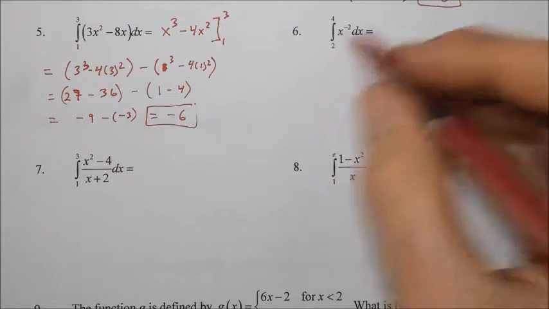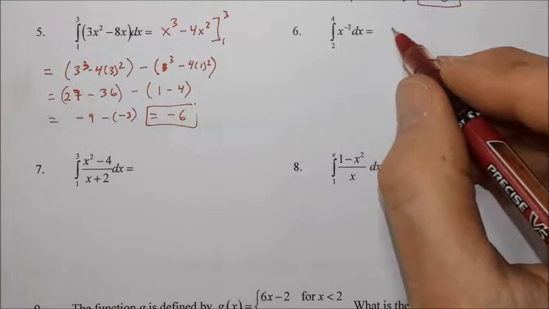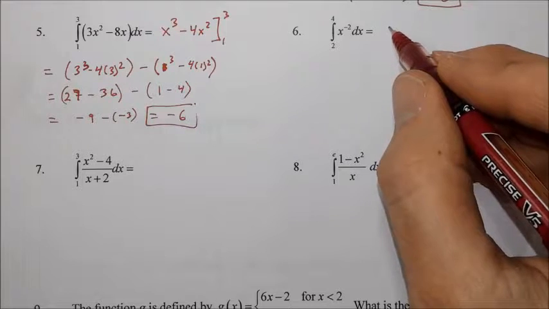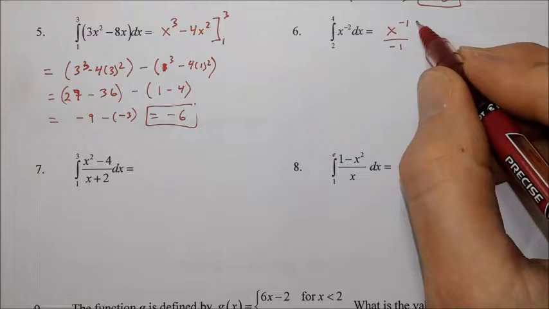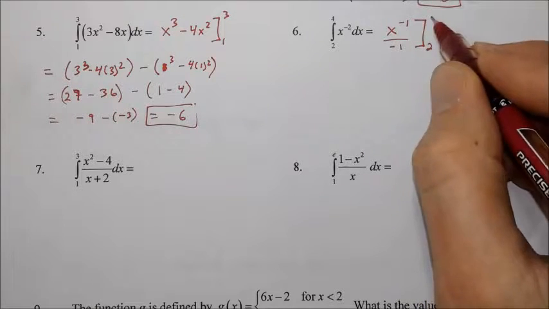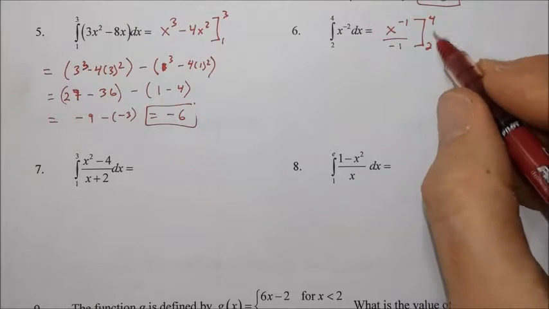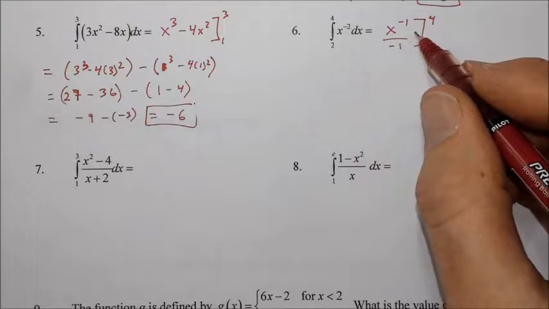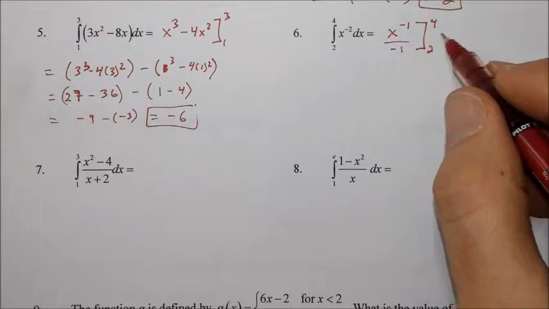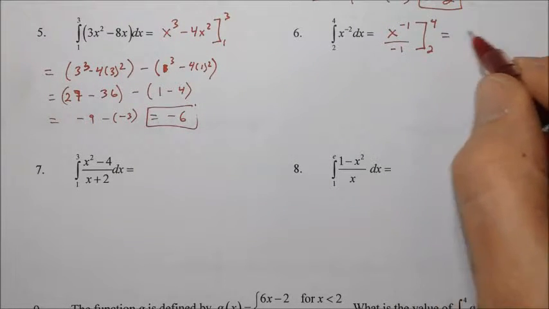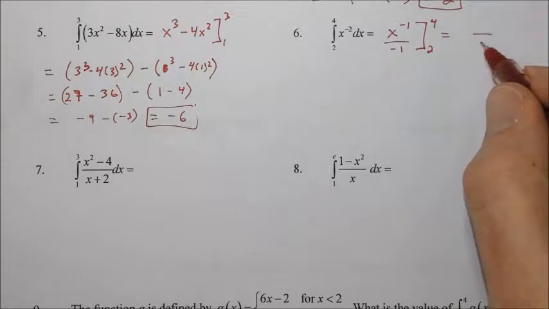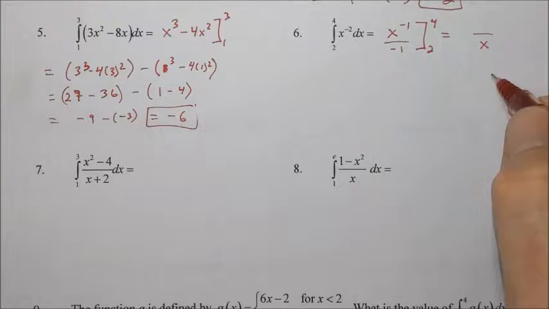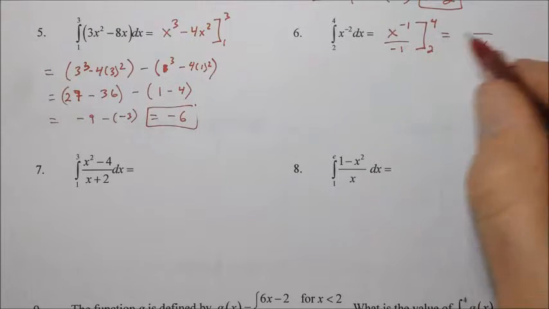Alright, we have our first negative exponent. X to the negative 2's antiderivative is x to the negative 1 over negative 1, and that's being evaluated from 2 to 4. Plugging 2 and 4 in for a negative exponent may not be the easiest thing, so perhaps we should rewrite this. X to the negative 1 becomes x to the positive 1 if we just move it down into the denominator.